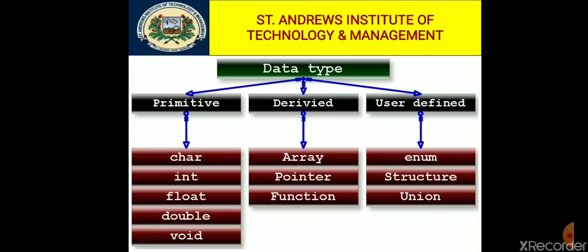There are two types of functions. First one is library function, or predefined function, or inbuilt function.